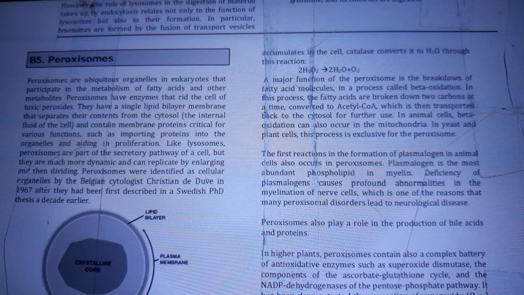Like lysosomes, peroxisomes are part of the secretory pathway of a cell, but they are much more dynamic and can replicate by enlarging and then dividing. Peroxisomes were identified as cellular organelles by the Belgian cytologist Christian de Duve in 1967, after they had been first described in a Swedish PhD thesis a decade earlier.